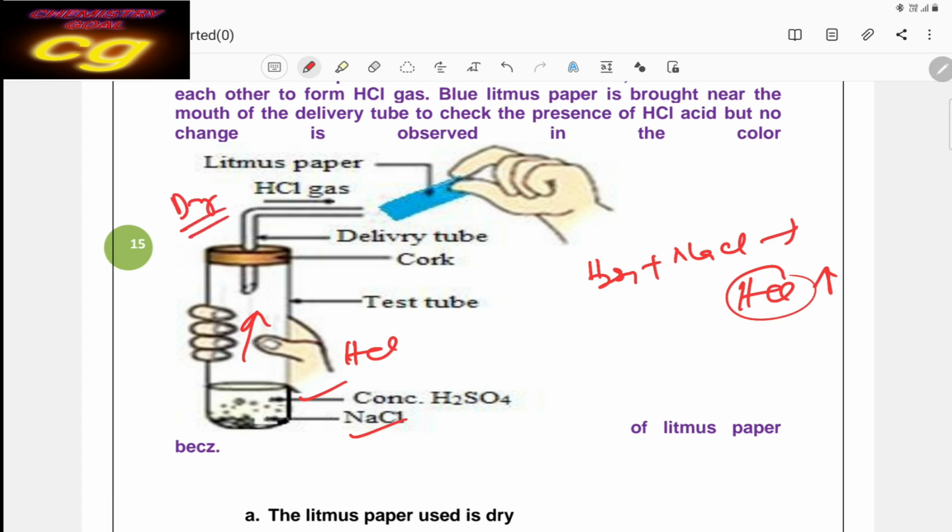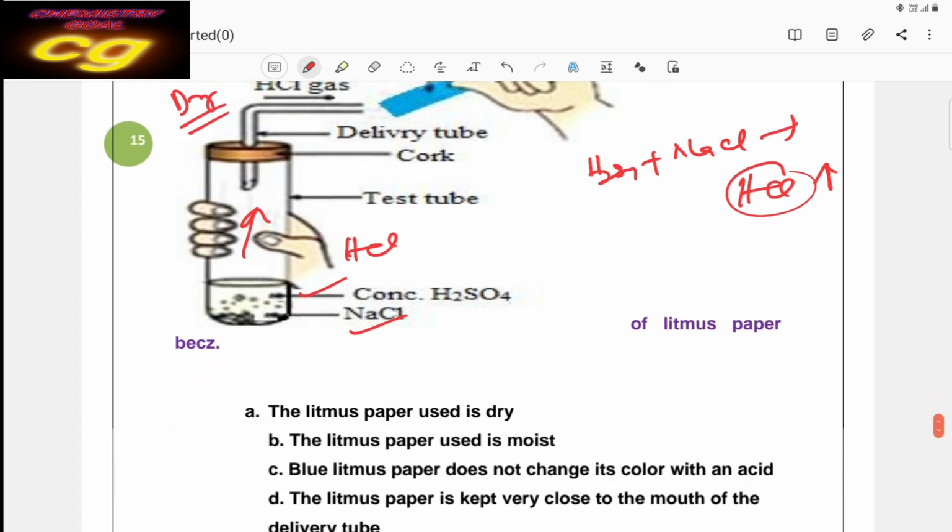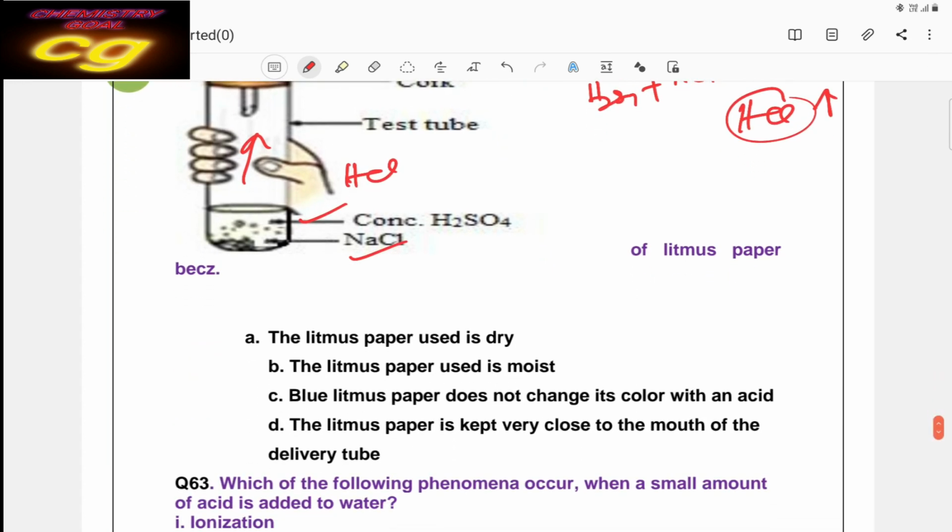It does not contain moisture. That's why there is no change to the litmus paper. That means dry litmus paper is used in one case and moist litmus paper in the other. So this is the first answer.